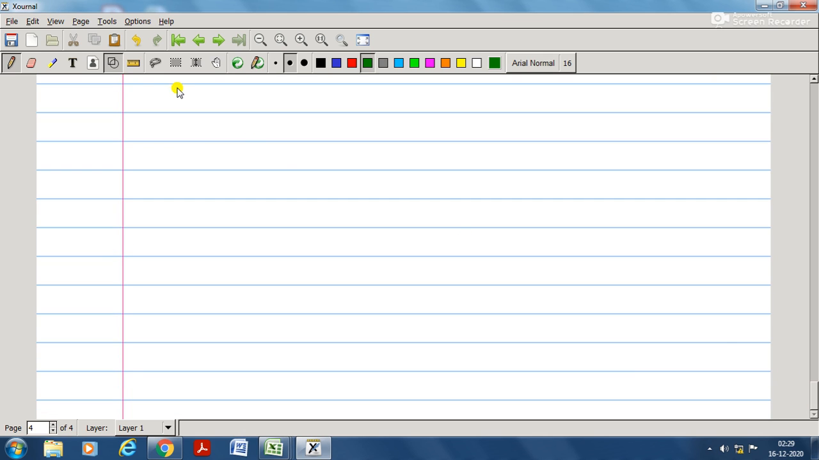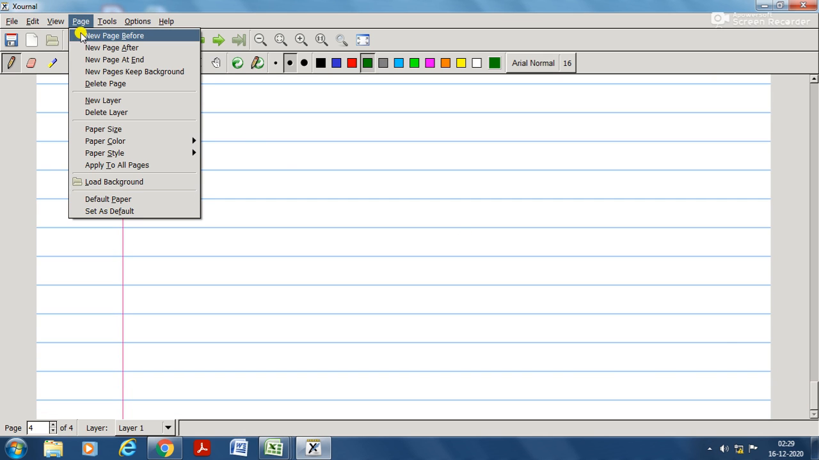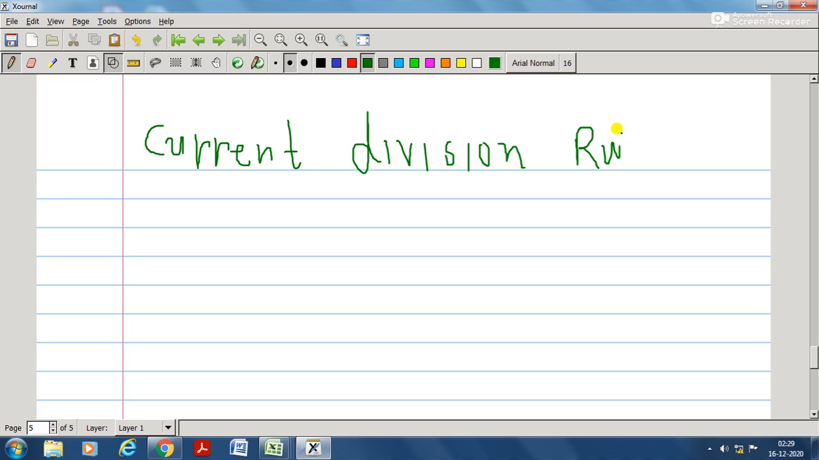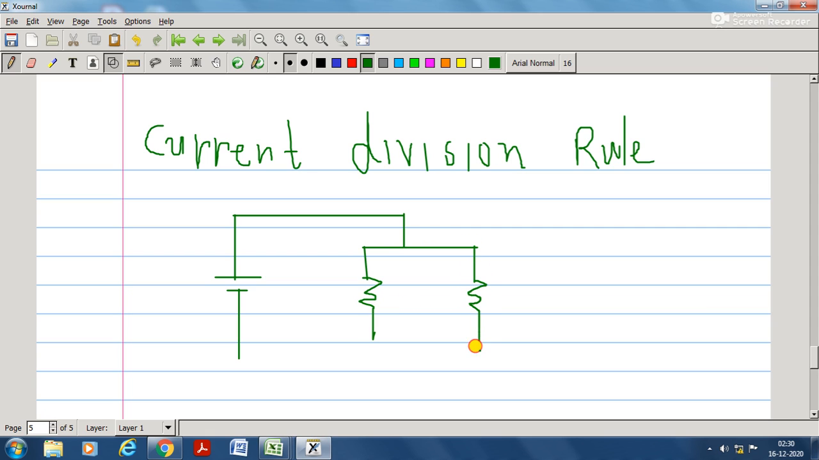Now let's move to the current division rule. In the current division rule, two or more resistors are connected in parallel. So let's discuss this case with two resistors connected in parallel. Let's say we have two resistors, R1 and R2, as given here in the figure, and both the resistors are connected in parallel.